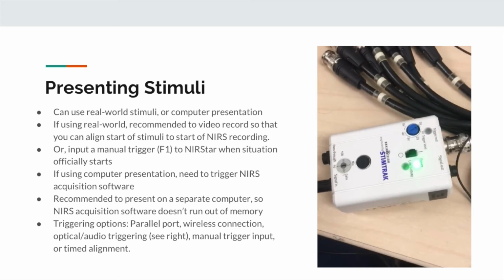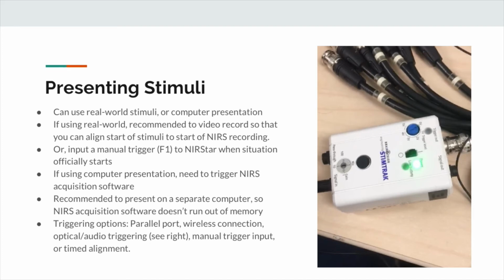Some triggering options there: you can use what's called a parallel port. That's a special kind of physical connection between the two computers. You can use a wireless connection. The NIRS Star has the option of receiving triggers over wireless. There's optical or audio triggering. That's the system we've been using for a while, but that's currently broken right now.